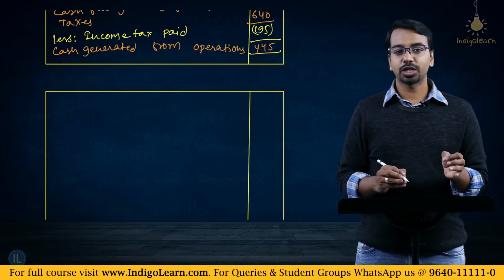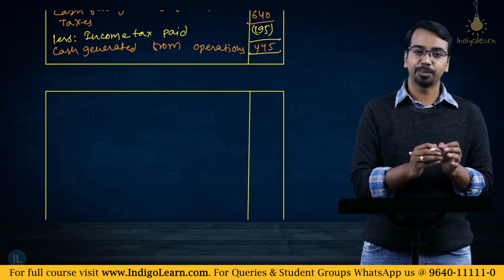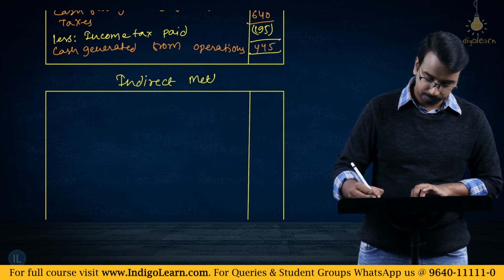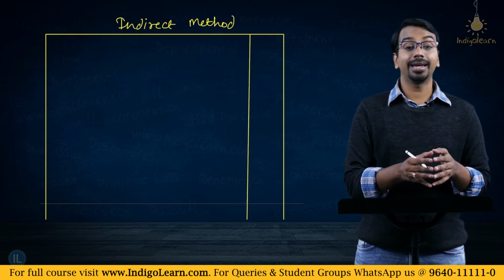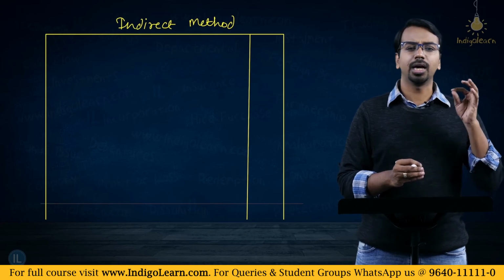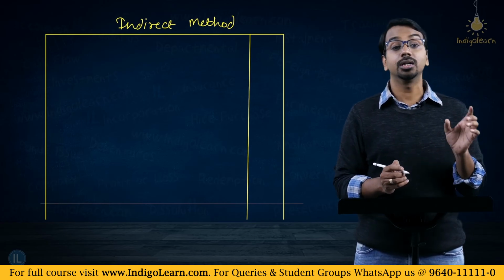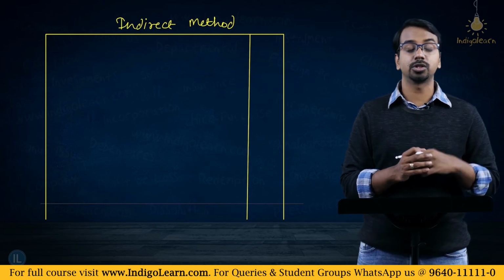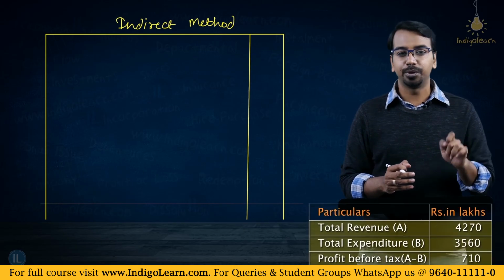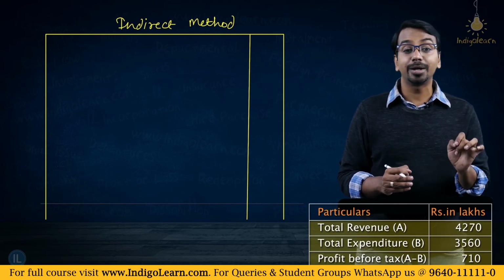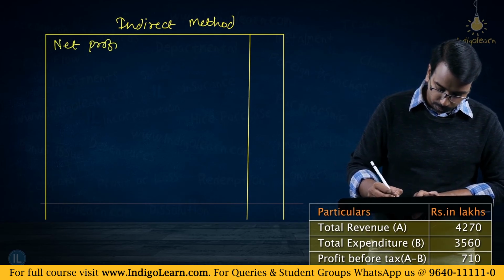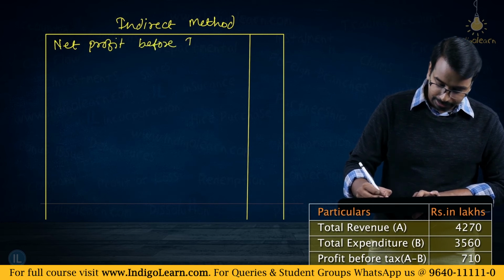Now, let us prepare the cash flow from operating activities under the indirect method. So, I'll just mention it as under indirect method. Now, when we are talking about indirect method, we are not concerned with what is the cash inflow, cash outflow at an individual level. For example, we are not concerned how much money we have collected from the debtors. The way we will have to start preparation of cash flow is, start from net profit before taxation. Where do we start from? Net profit before taxation. So, first item will be net profit before taxation.